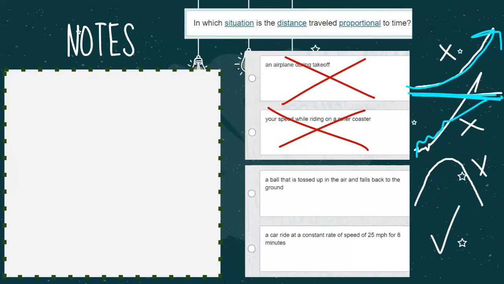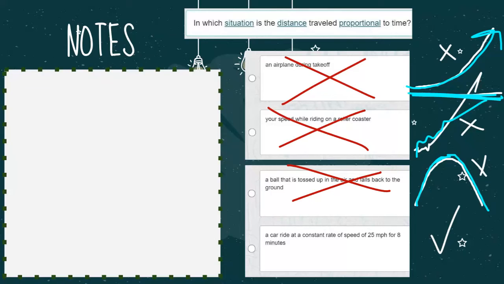A ball that is tossed up in the air and falls back to the ground. My speed when a ball goes upwards is very quick, very fast. But then it reaches this top point, and it doesn't have any movement for a second until it starts falling back down. And again, that's not a constant rate of change. It's not a constant speed. Then we'll look at our last one.